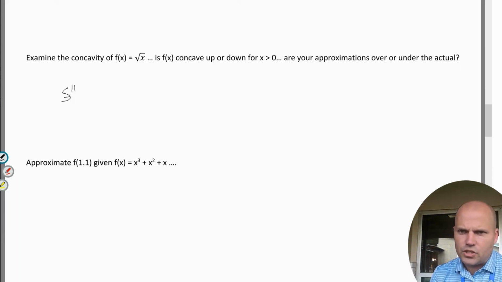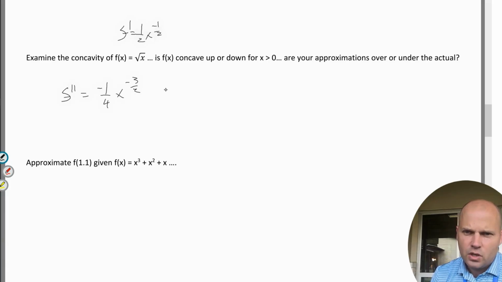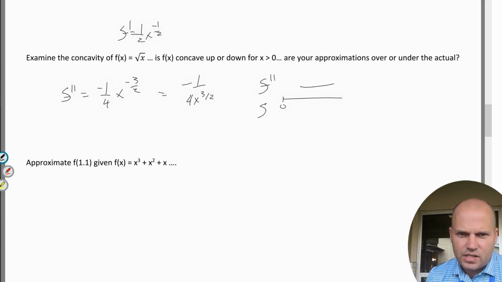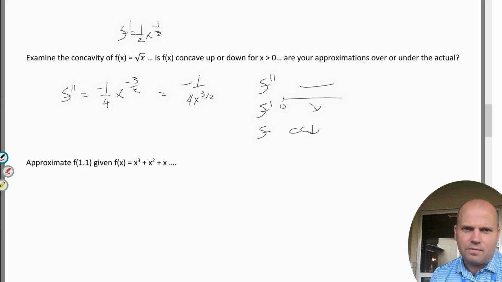Well, what's the second derivative? We knew the first derivative was 1/2 x to the negative 1/2. I'm just going to keep it like that. And the second derivative is negative 1/4 x to the negative 3/2, which is negative 1 over 4x to the 3/2. If we are looking at x bigger than 0, my second derivative is negative. That means f prime is decreasing. That means f is concave down.